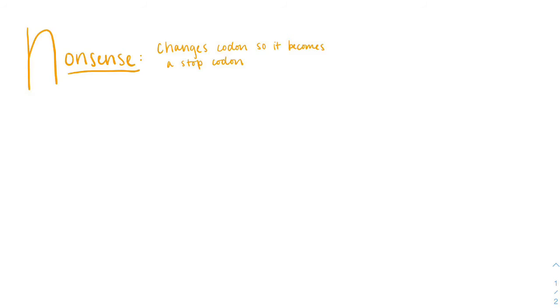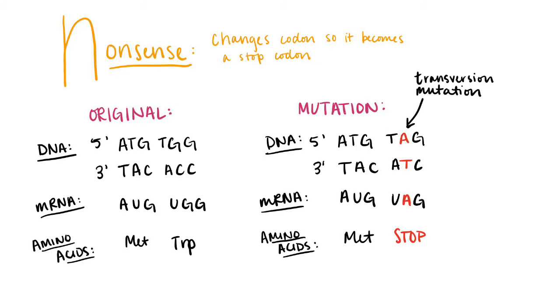The next effect is known as nonsense. This changes the codon from a normal amino acid to a stop codon. Again, by looking at our original coding strand, we can see by just changing one base, the guanine to an adenine, we change the entire codon into a stop codon.